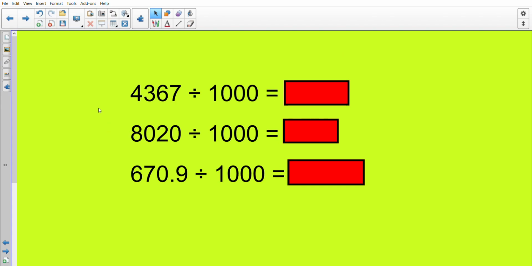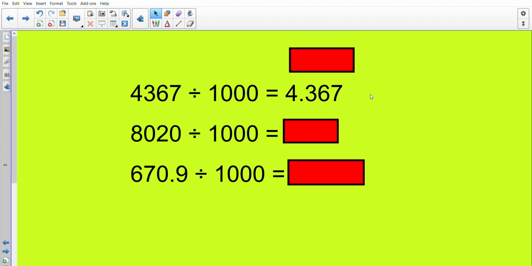Right, have a go at these 3. Pause the video here, and then I'll reveal the answers. Okay, so 4,367. Let's do some estimating. Well, 4,000 divided by 1,000 is going to be 4, because 4 times 1,000 is 4,000, so it's probably going to be 4 point something. Let's have a look. 4.367.